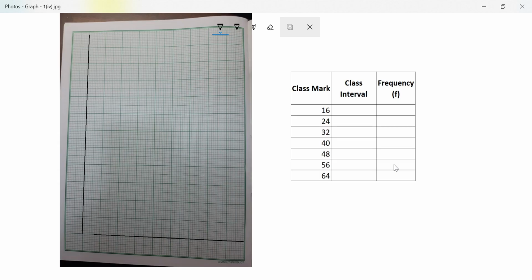Hi boys, let's start question number 1, part 4. Perfect. So question 1, part 4, the class mark is given, which means this is the midpoint of a class interval. Now, the midpoint is 16, the next midpoint is 24, which means the class size is 8. So 24 minus 16 is equal to 8. Let's divide this by 2, which is 4.